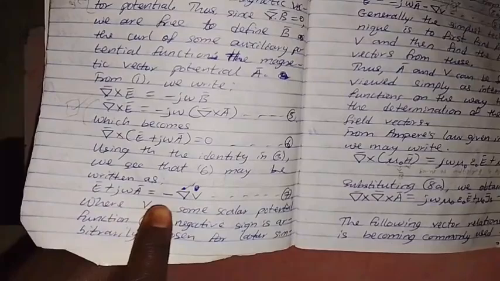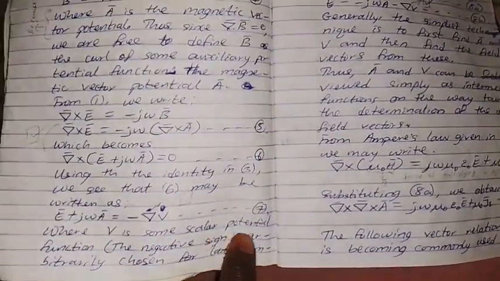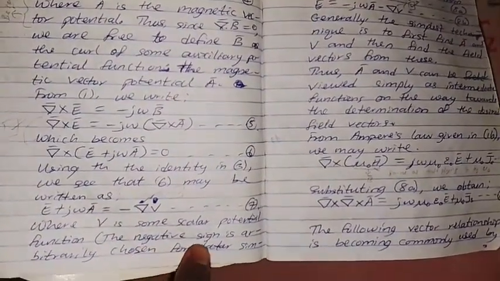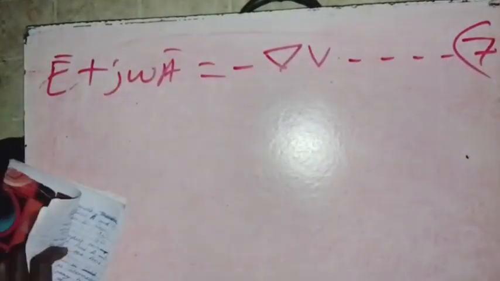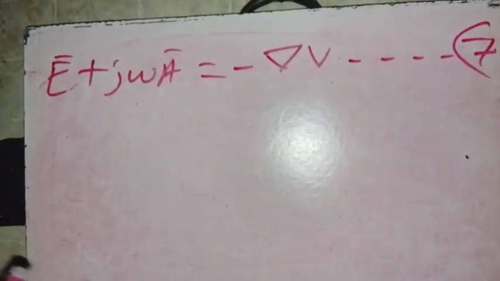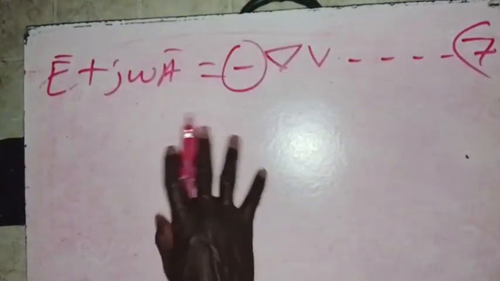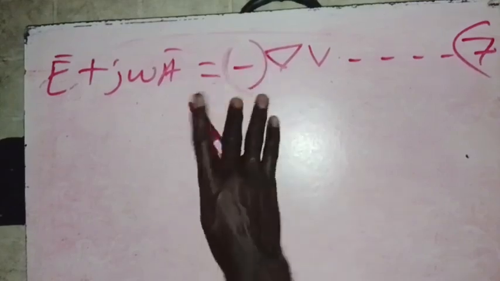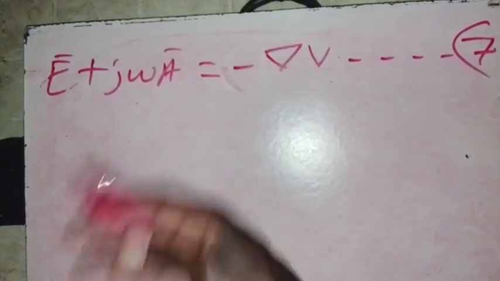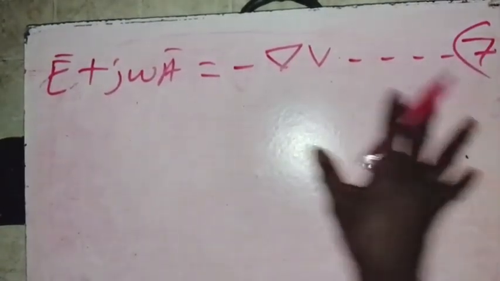Now, where V is some scalar potential function, the negative sign is arbitrarily chosen for later simplification of results. For this whole thing, we've explained how we got here in the last video. And of course, the negative sign, don't worry about it for now. Just know that it is necessary to have it here for further simplification. So this is what we have right now.